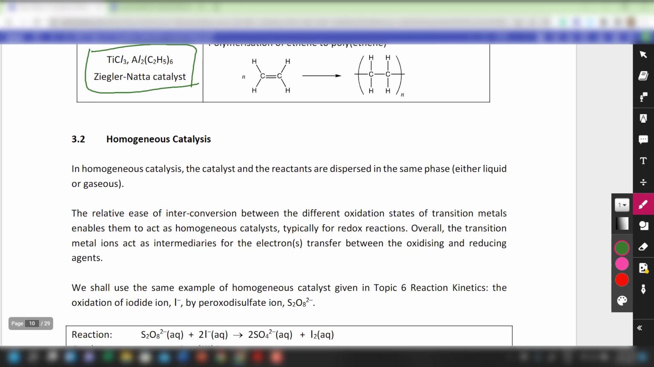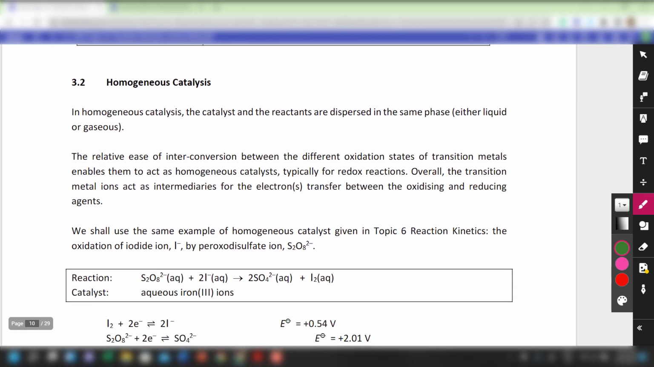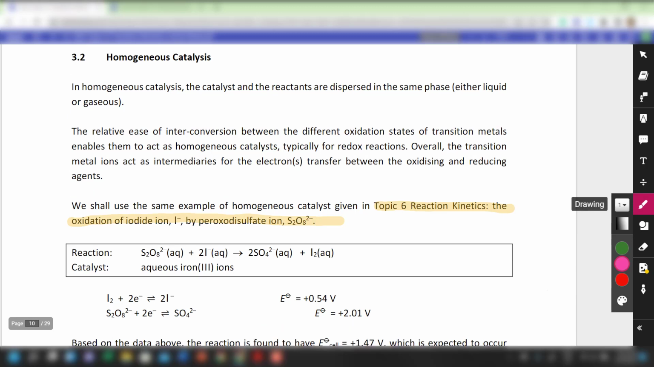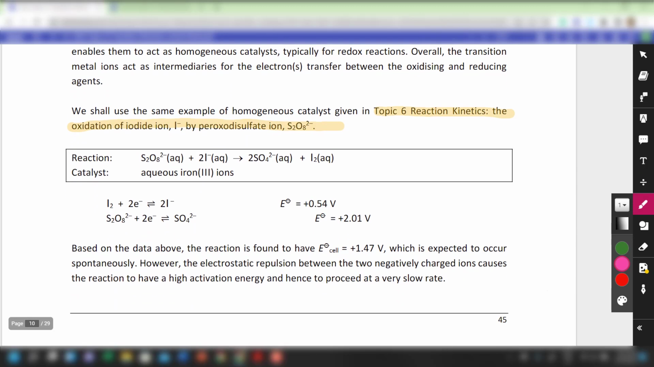Okay. Next we have 3.2 homogeneous catalyst. The classic example I can tell you, because this is not the first time you have seen this. You have seen it in topic 6 under reaction kinetics, the oxidation of iodides by peroxodisulfate to iodine and sulfates. Okay, so take note that it doesn't matter whether your catalyst is iron 3 or iron 2.